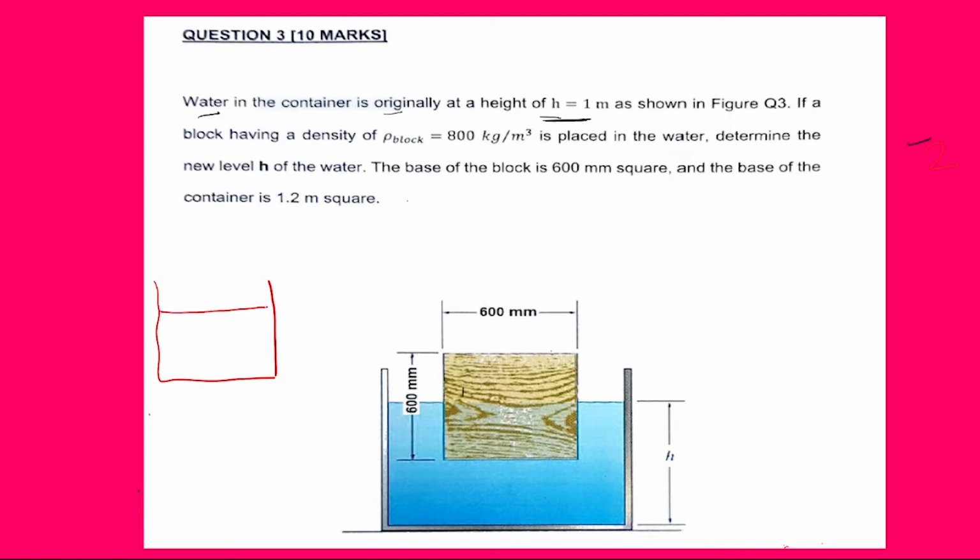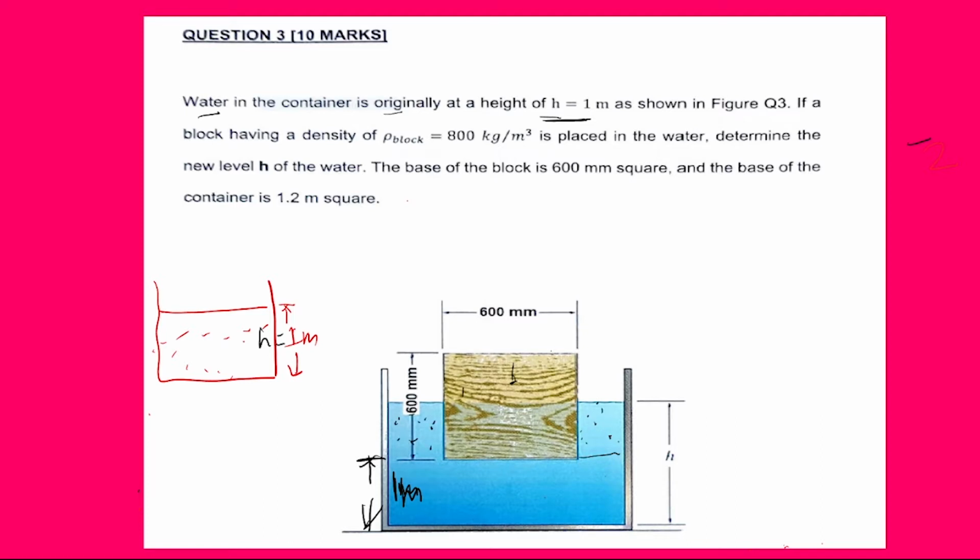So before, it was 1 meter, which is equal to the height, equal to 1 meter. See? So in other words, this is 1 meter here, because this was before. So what happened? They come, they place a block here. After they place a block, remember, the water is going to be displaced. We're going to have some water here.